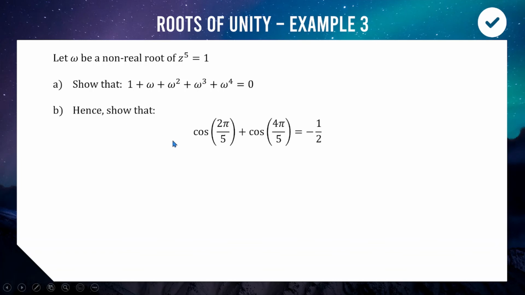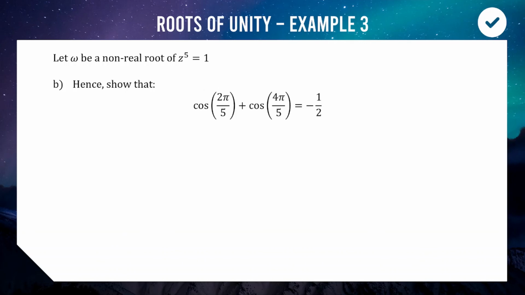We have: hence, show that cos 2 pi on 5 plus cos 4 pi on 5 is equal to -1/2. All right, let's think about what our 5th roots of unity look like, because we're going to need to actually figure out what they are instead of just doing some algebra. So let's have a look at our picture. Okay, here are our 5th roots of unity. We of course have 1. Okay, 1 is always a root of unity.